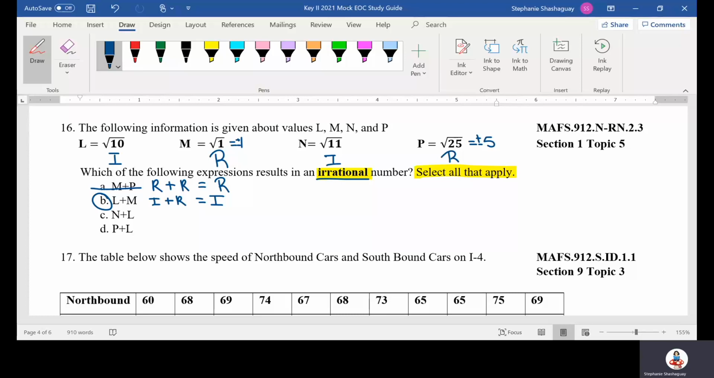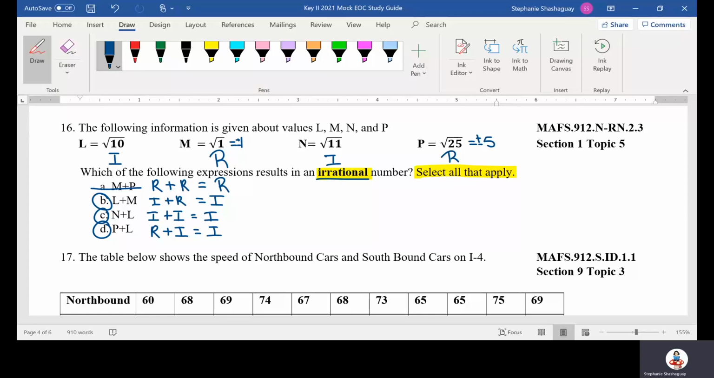C, N, which is irrational, plus L, which is also irrational. If I'm adding two irrational numbers, then I will still have an irrational number. So I will circle that. P plus L. So P is a rational number because it is plus or minus 5. L is an irrational number. Well, anytime I have a rational plus an irrational, I am going to get an irrational number.